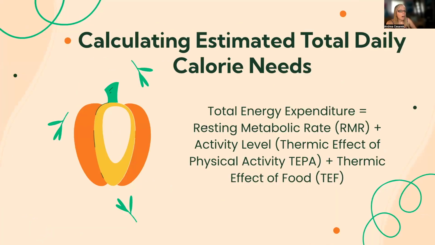This is a simplified version of how you would calculate your estimated calorie needs. We're taking resting metabolic rate plus your activity level, which can also be considered the thermic effect of physical activity, or TEPA, so the amount of heat, the thermic effect. And then you're adding the thermic effect of food. This is the amount of energy that your body needs to digest food.